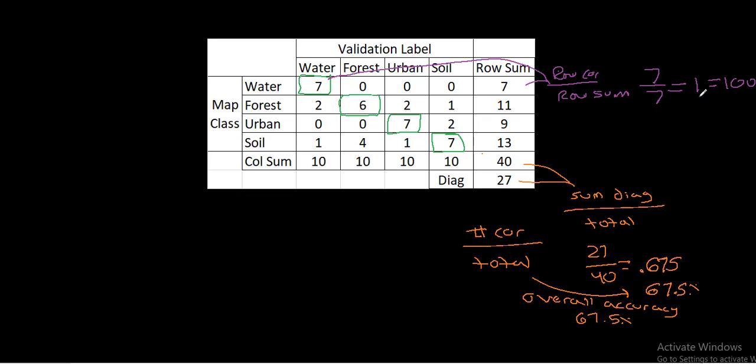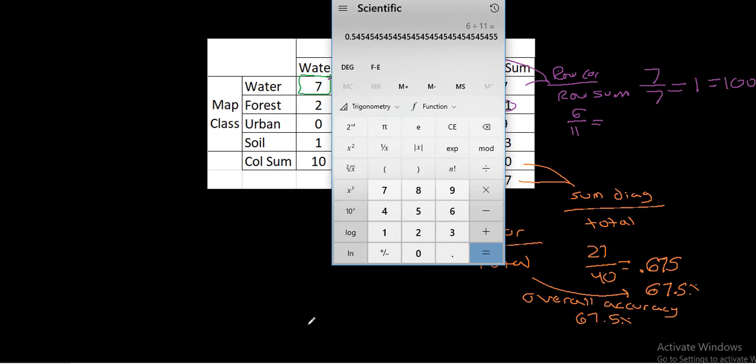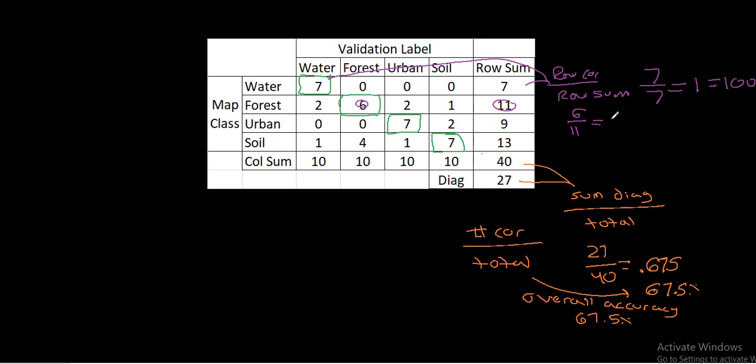Okay? So actually, let's go ahead and do another one. Let's do forest, right? So it's the number correct, which in this case is going to be 6, because the number correct in this row is 6, divided by the sum, which is 11. So 6 over 11. It's going to be this number here and this number here. If we pull up our calculator really quickly and we do 6 over 11, it's going to be 0.54 repeating, so we're going to round that to be 0.545, which is going to be the same as 54.5%.